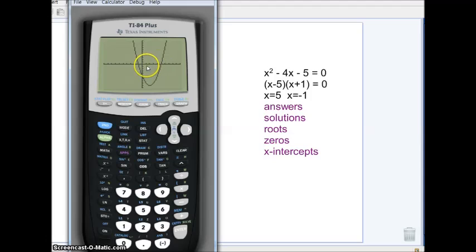Let me see how many units is the second one. It's 1, 2, 3, 4, 5. I'm sure you predicted that. X equals 5 is my second answer.